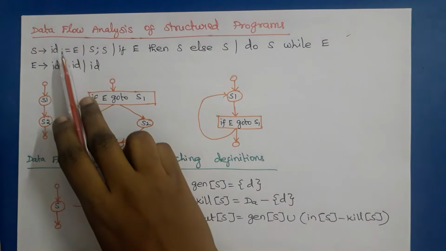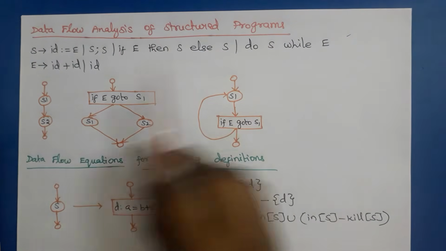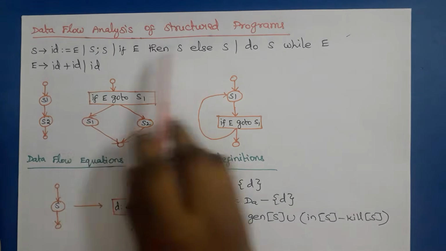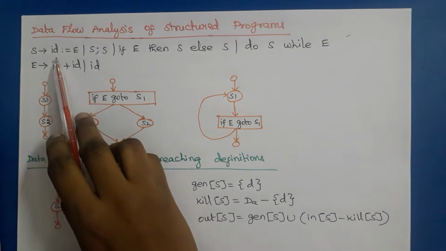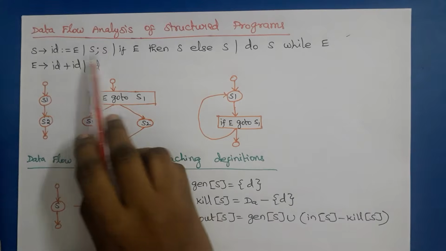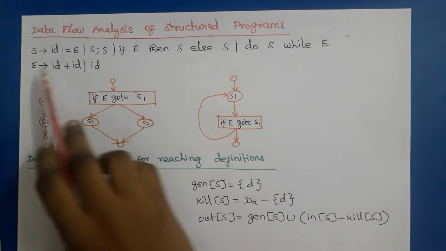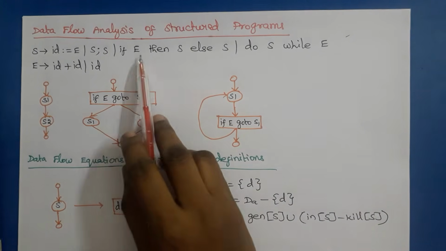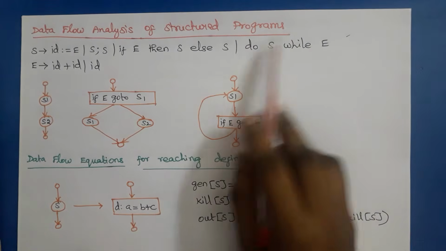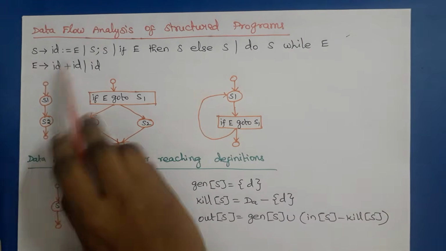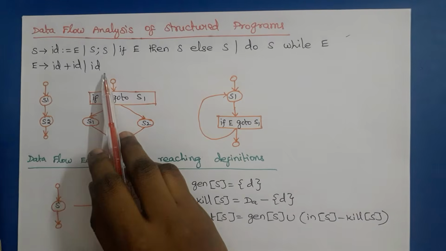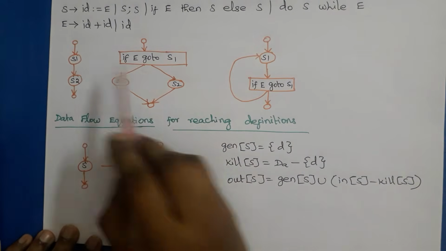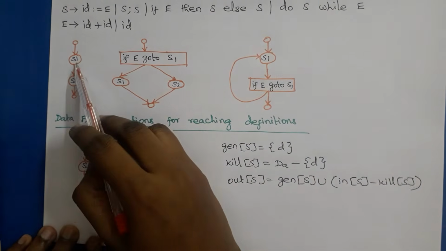The next subtopic is data flow analysis of structured programs. So this is a grammar for the structured program. A statement may be an assignment statement, a sequence of statements, an if-then-else statement, if E then S1 else S2, or a do-while statement, and this expression can be an addition expression or simply an identifier. So this is the diagrammatic representation.